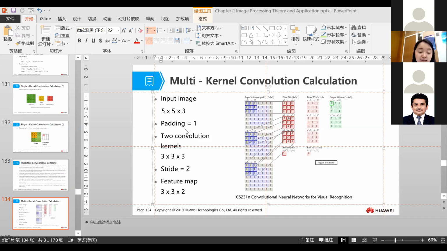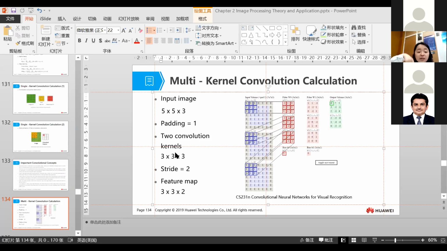So that is the meaning of padding, and padding equals 1 means we will add zeros like this, just like a circle. That is padding equal to 1. And always when we talk about padding, it's always zero padding. That is, we will add 0 around the image. So that is padding. And the next is convolution kernels.